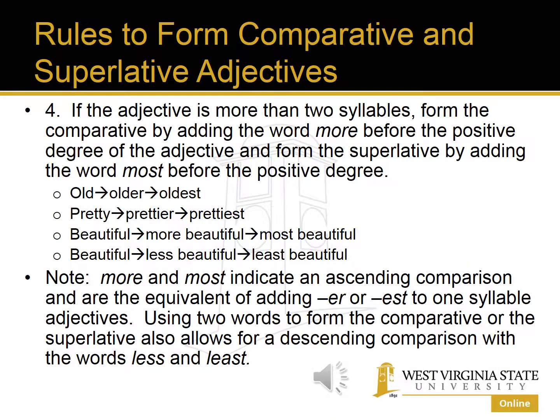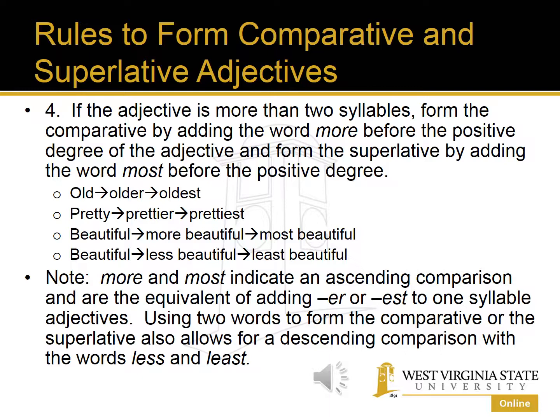Just as we form the comparative or the superlative with adjectives of two syllables that don't end in y, if an adjective is more than two syllables, we form the comparative by adding the word more before the positive degree of the adjective and form the superlative by adding the word most before the positive degree. So let's look at some examples.